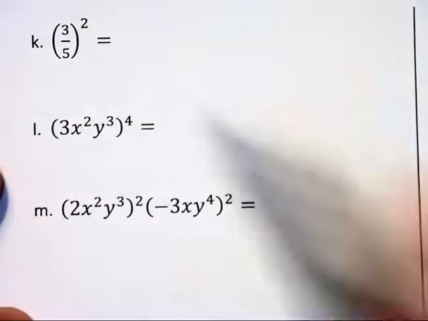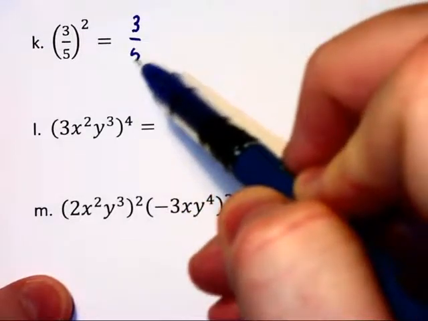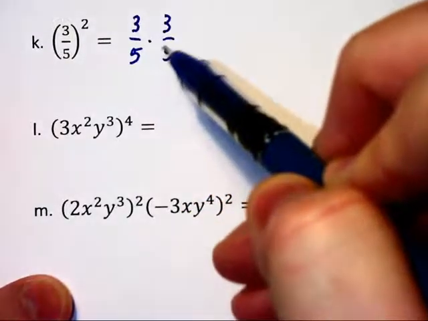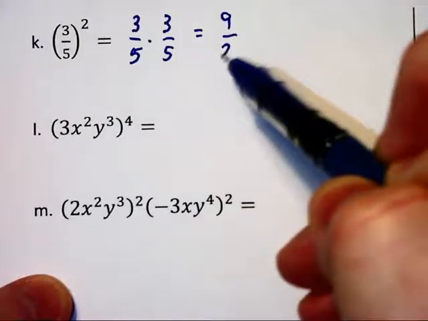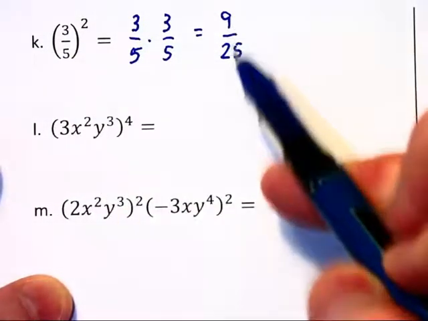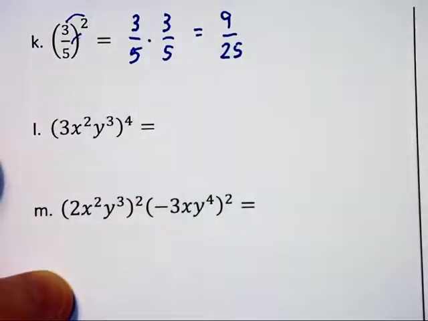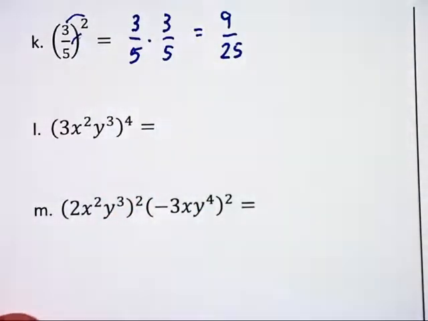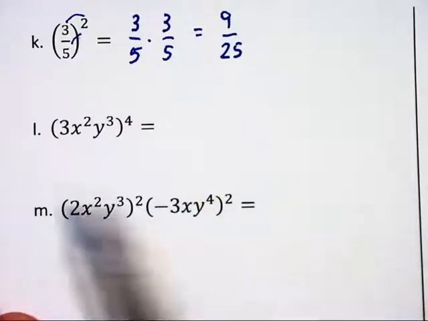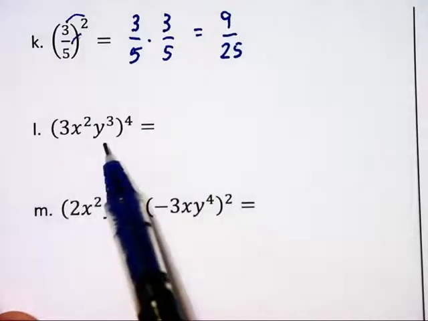Continuing on, when you have a fraction raised to a power, basically this means 3/5 times 3/5, which will equal 9/25. We could have just said 3 squared over 5 squared if we wanted to, applying that exponent to both the numerator and the denominator to get to that 9/25 a little bit more quickly.